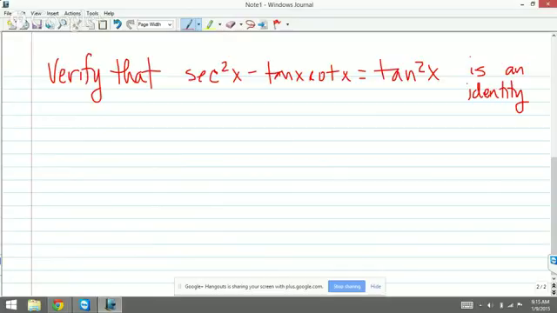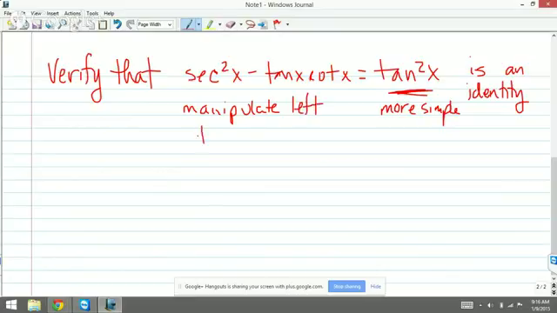Basically, okay, the right side's easier, correct? Or I should say more simple. Okay, so we're going to manipulate the left side to match the right. We're going to change it. Hopefully, eventually, it'll say tan squared x equals tan squared x.